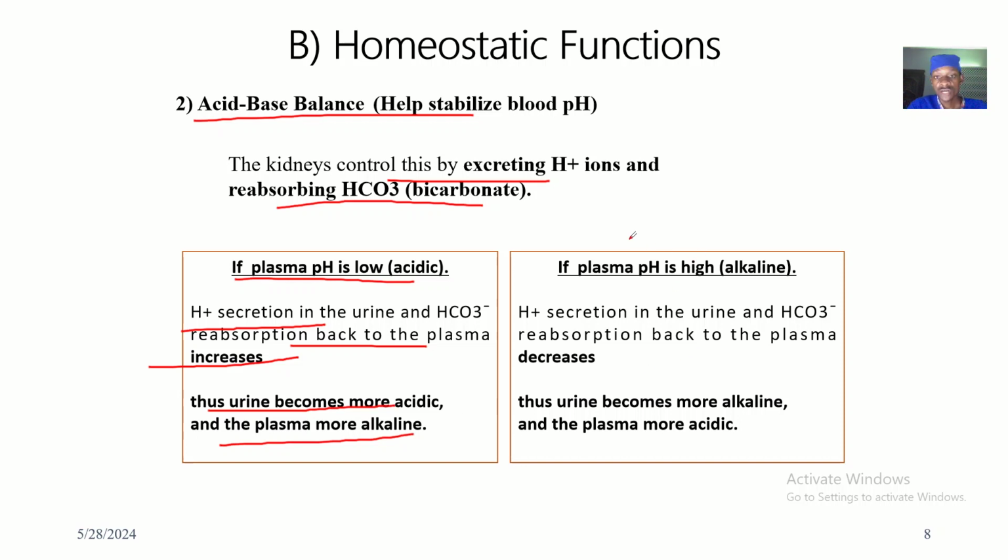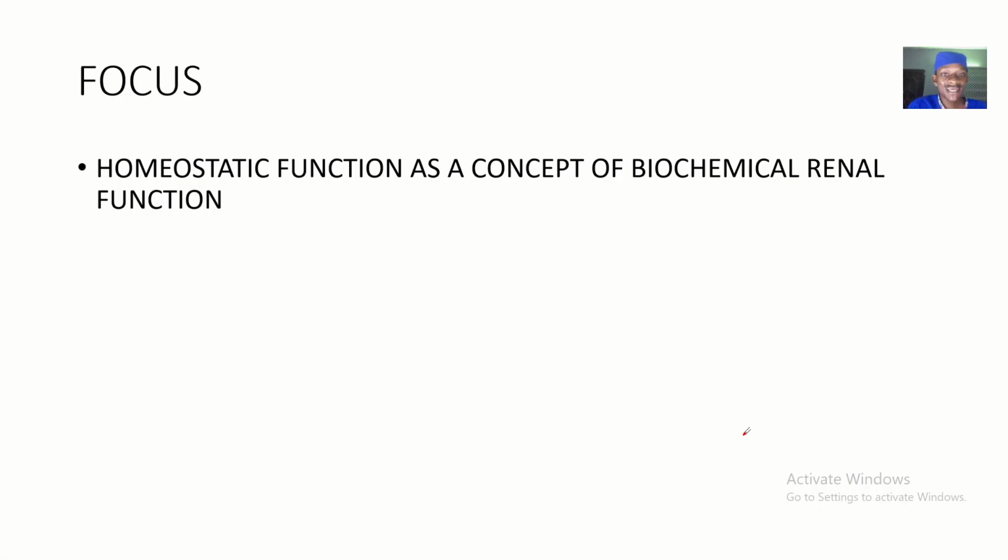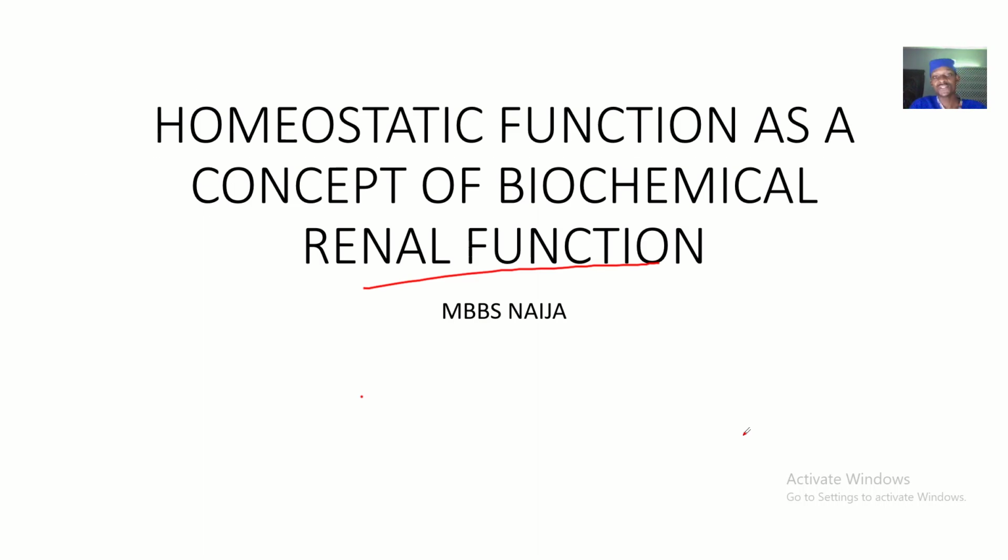Now if plasma pH is high, that's alkaline, the hydrogen secretion in the urine and bicarbonate reabsorption back into the plasma decreases. Thus the urine becomes more alkaline and the plasma becomes more acidic.